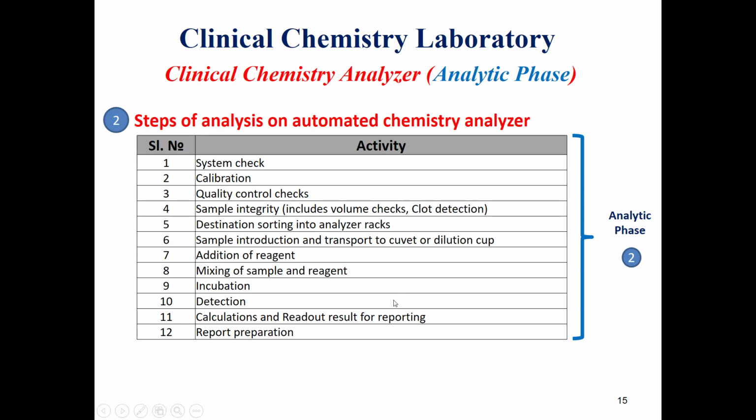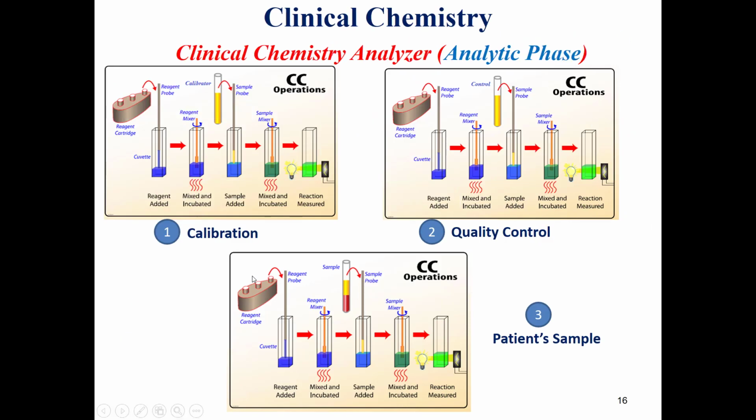The calibration, quality control and the sample have the same steps, which will be from step number 6 till number 10. However, the difference will be the added material. For example, we have, as we said, calibration first, then the quality control. Finally, we'll start the measurement of the patient samples.